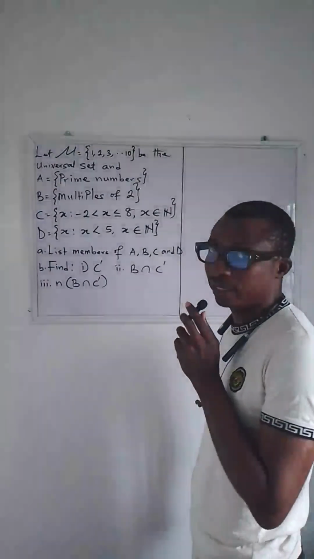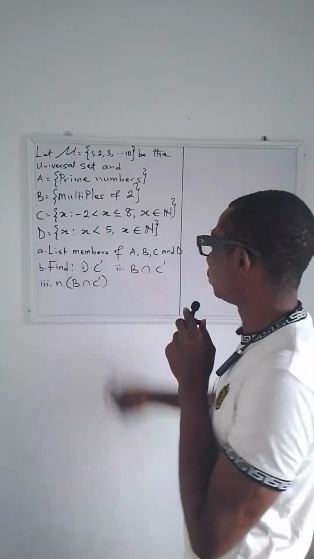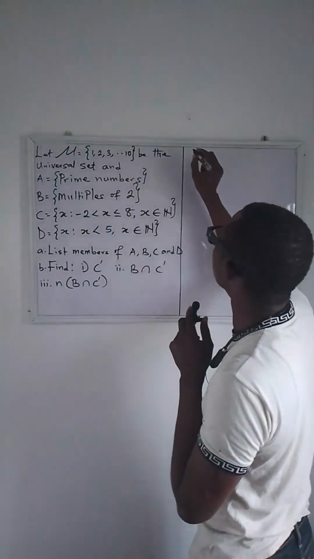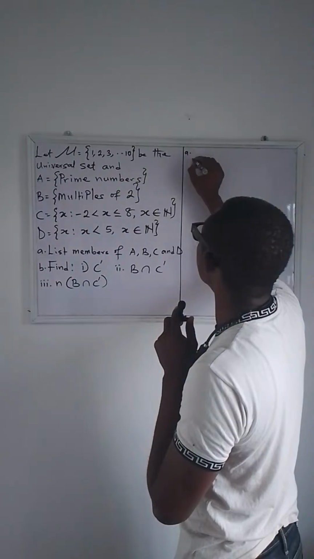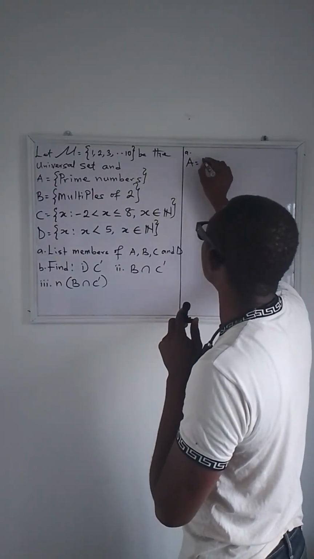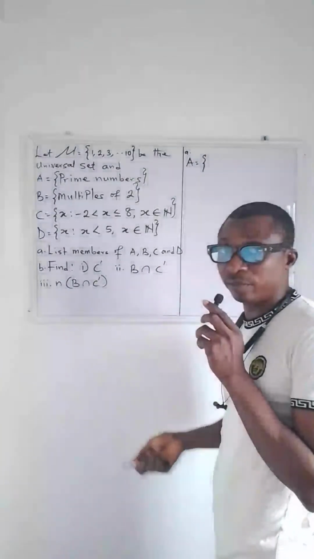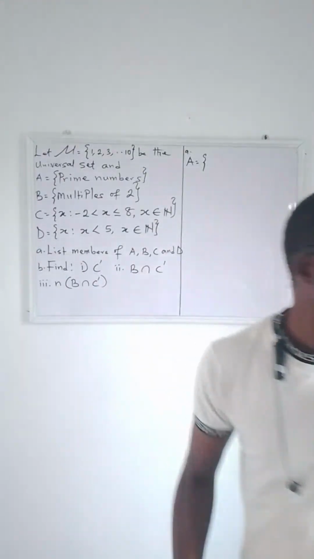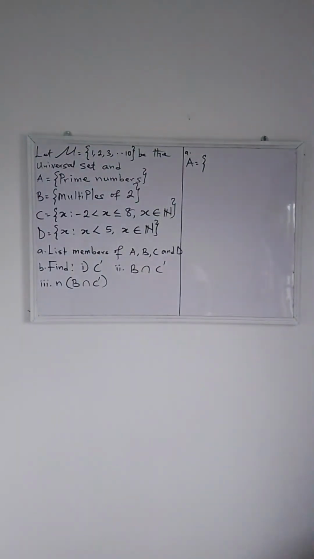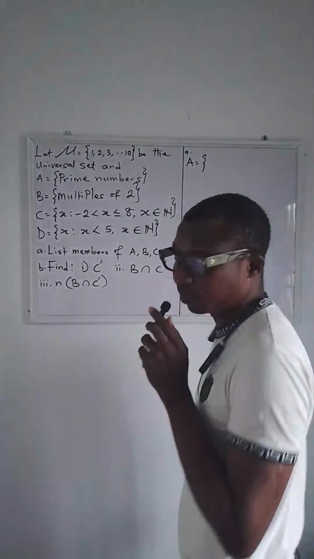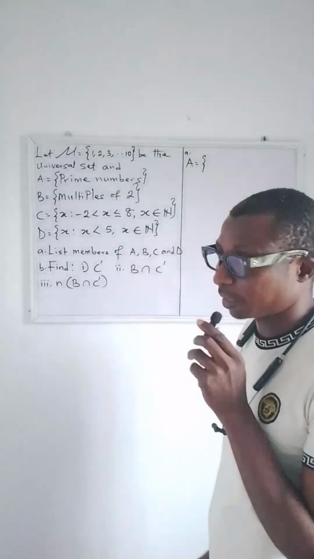Now, let's begin to list members of these sets. The first one is set A. I want to believe everybody is around. I'm seeing about 4 viewers here, so please don't forget to invite your friends. Let them know the class has started.